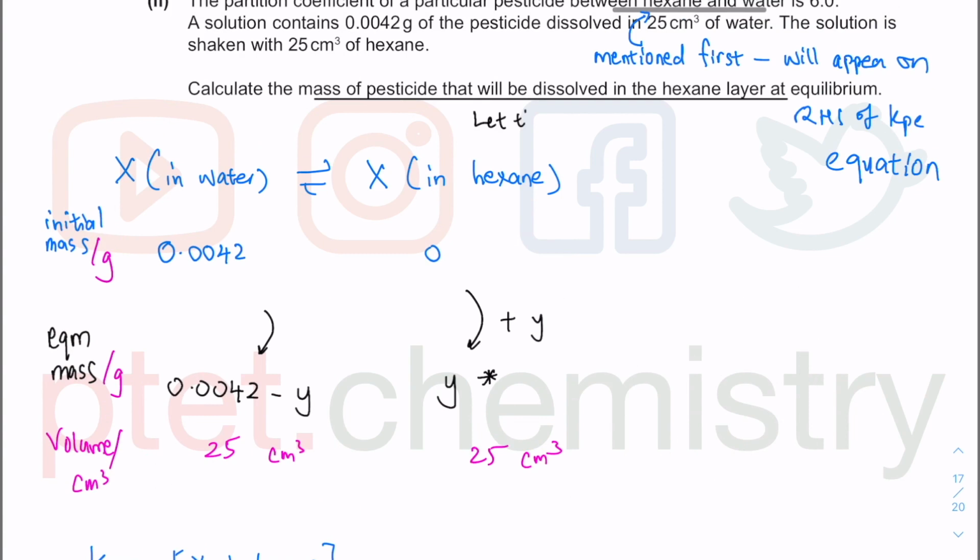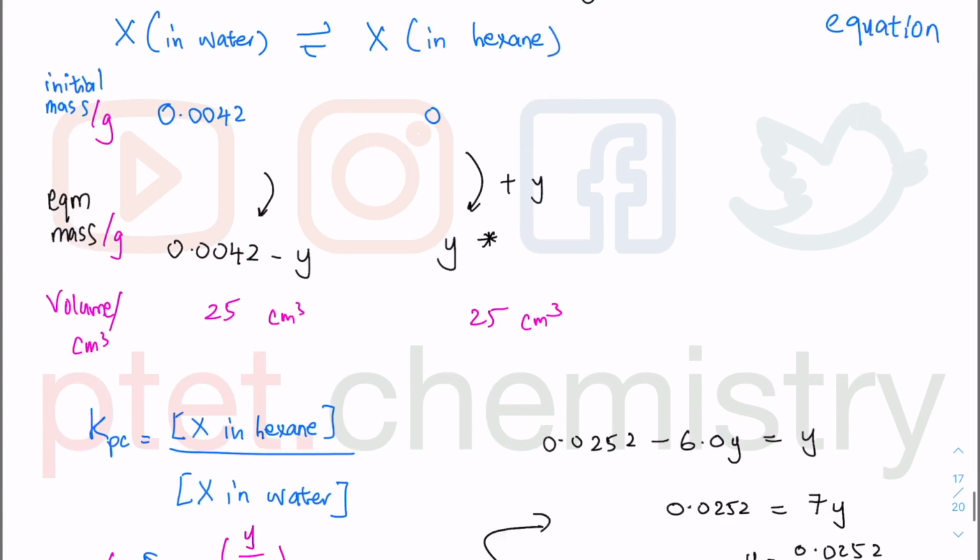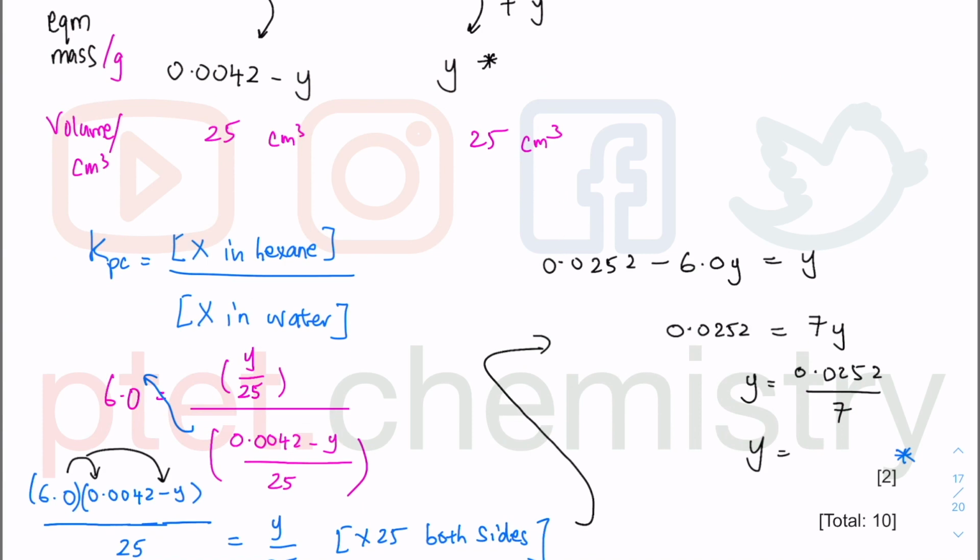So let this be y. My answer really is to find what is y. Y is going to be 0.0252 divided by 7. I get a very small value. This is 3.6 times 10 to the minus 3, and this is in gram.